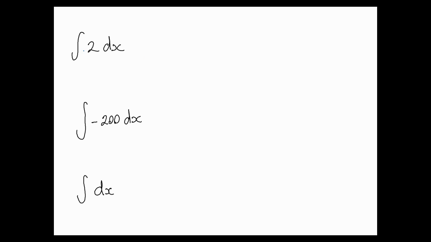Here we're looking at examples where we're integrating constants, okay? Just as a rule of thumb, if you're integrating a constant, the answer is just going to be the constant times the variable with which you're integrating with respect to. So 2 integrates to 2x if you're integrating with respect to x. And remember, plus c. Here we have minus 200, so that becomes minus 200x plus c.